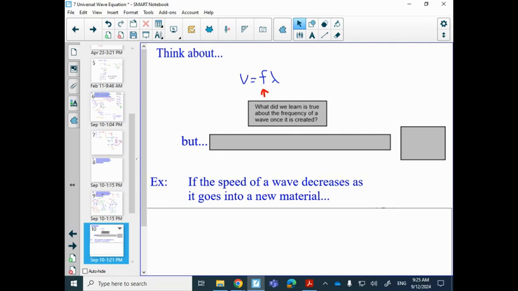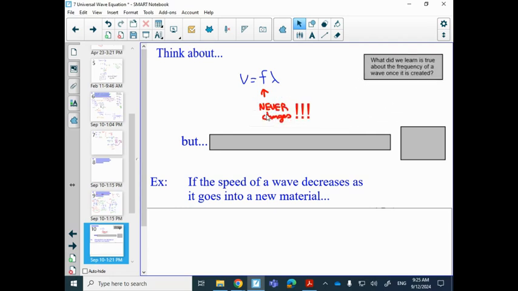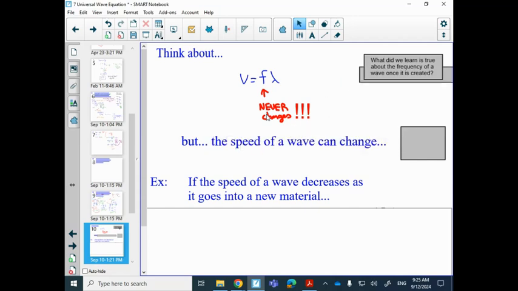What did we learn in the past about the frequency of a wave once it's created? Think back. It's made by a vibration. That's in the past. That doesn't change, right? And so we learned that this frequency never changes. Now, some weird things happen when you're watching waves, in that the speed of a wave can change as it goes into different materials, because it depends on the material, based on yesterday's lesson.